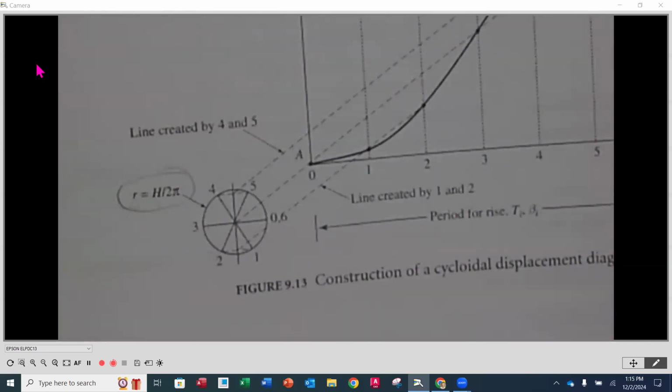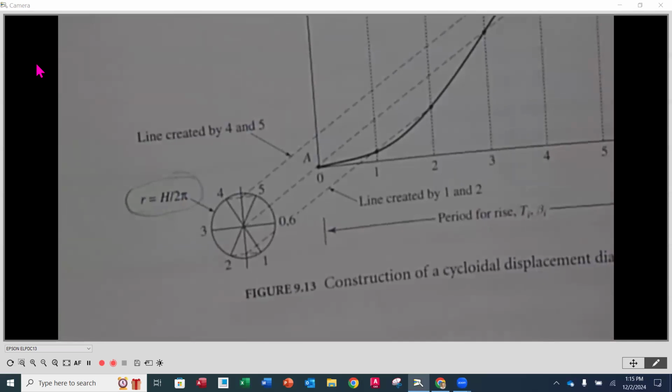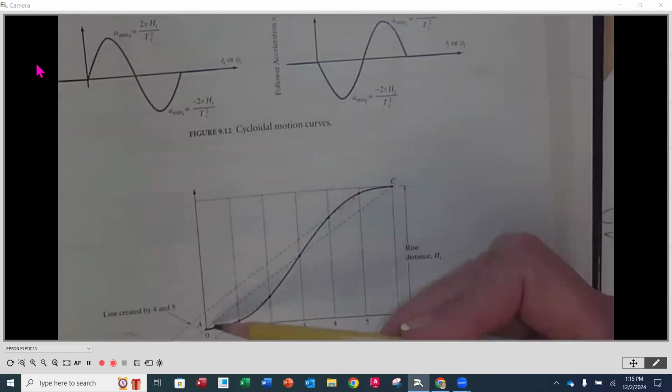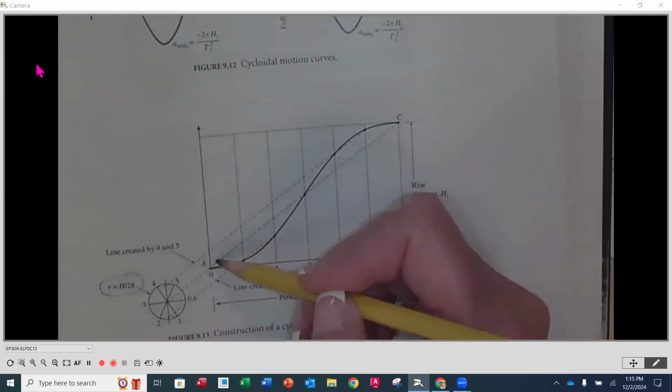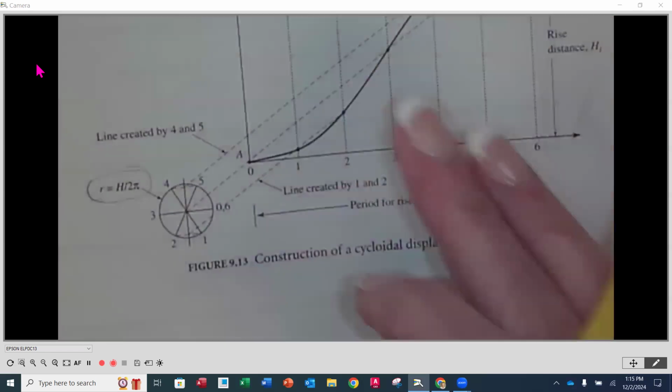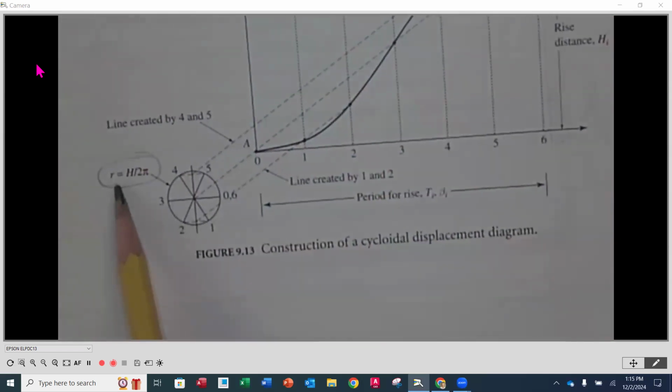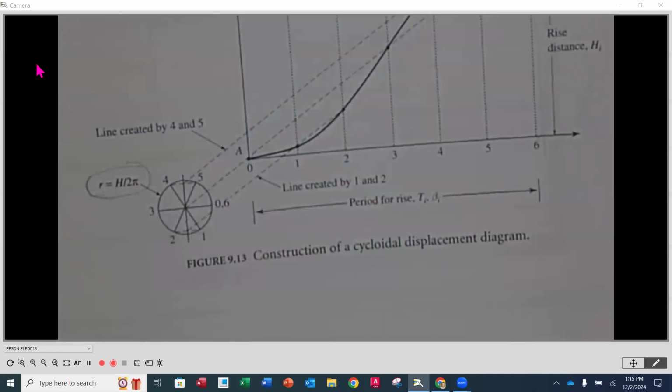It's going to be the height. So whether that is a fall or a rise does not matter. Whatever is the height that you need to go. So for instance, in this case, it would be whatever this distance would be for the total time that you need to be at. So it would be this value right here. You're going to take that height, divide by 2, and divide by pi. And that will be the radius for that circle.